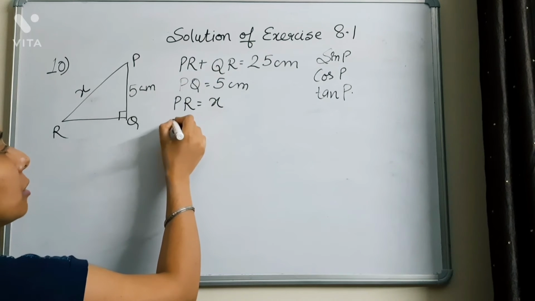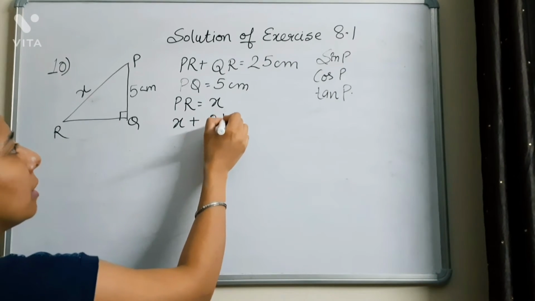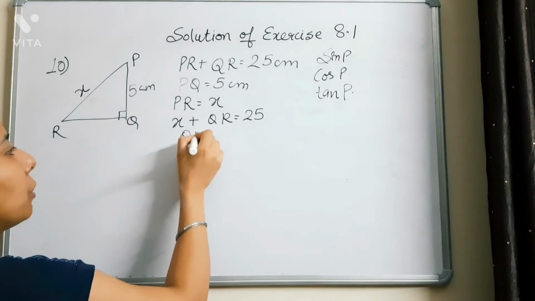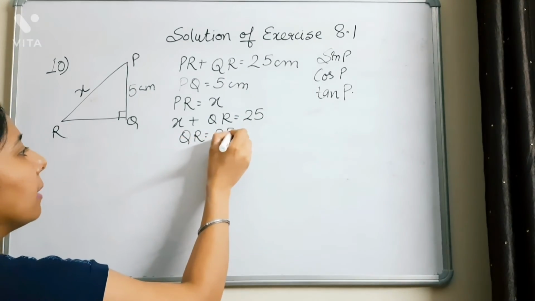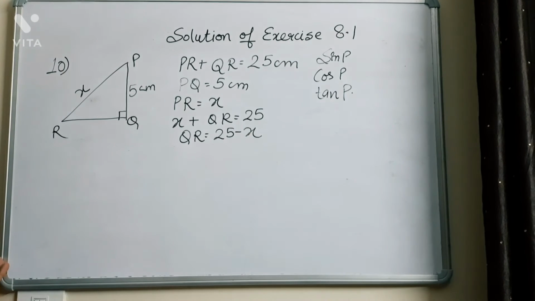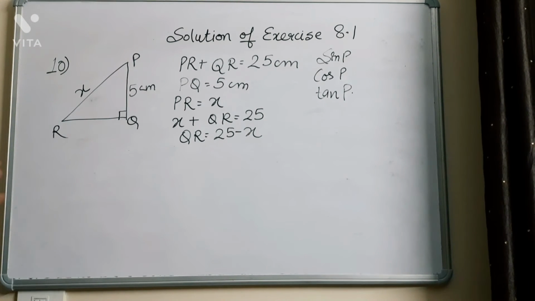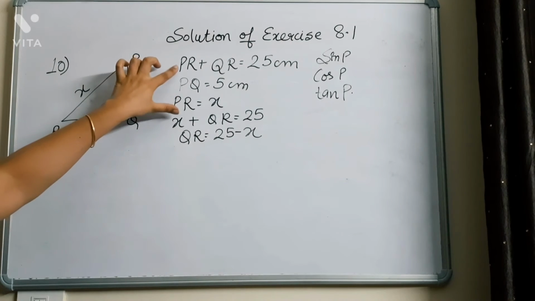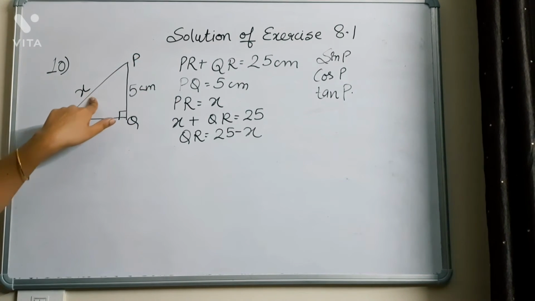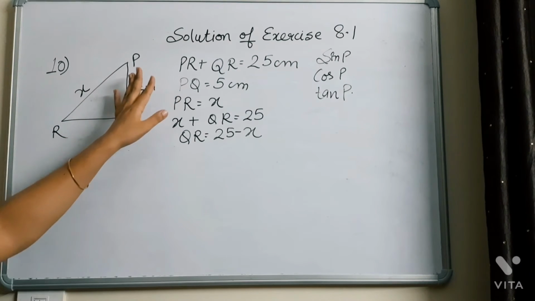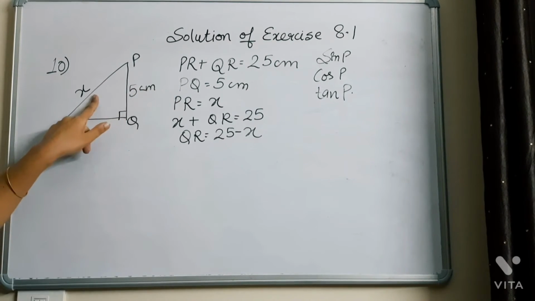Now put PR is equals to x in this equation. You will reach at this. Now from here calculate QR will come out to be 25 minus x. This is just a simple linear equation calculation I did. For calculating the value of QR, I just simply put PR is equals to x, which I supposed. You can suppose anything A, B, C, X, Y, Z, whatever alphabet you like. I am just supposing it x.